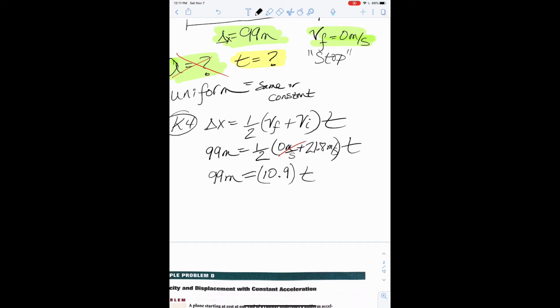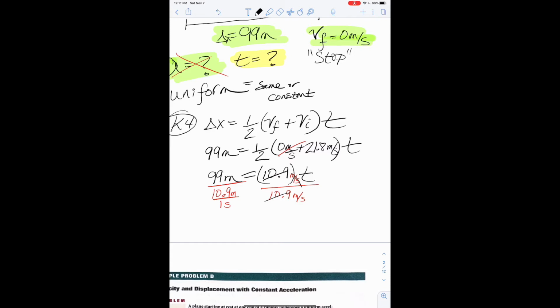So we'll just divide both sides here by 10.9. Notice the units on it are meters per second. I got to make sure I'm writing those. Okay. So the 10.9s cancel, meters per second cancel on the right. We're left with just t.